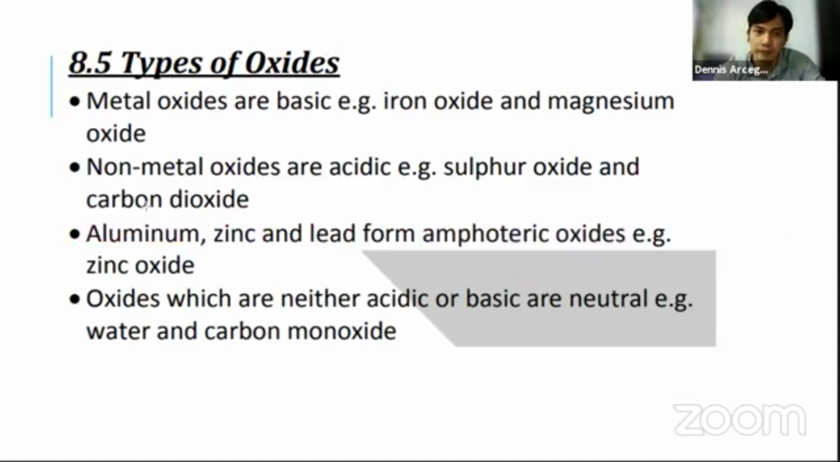Okay. Then there are oxides which are neither acidic nor basic, meaning they don't react with alkali or acid. So you have water and carbon monoxide. I saw questions like this, especially in paper 2. Which oxide of carbon is neutral? So that is carbon monoxide, because carbon dioxide is acidic. So they're asking which oxide of carbon is neutral. That is carbon monoxide. Okay?